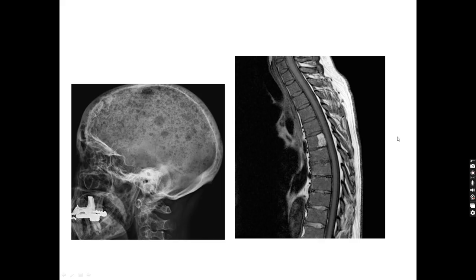on the radiograph. This is a skull radiograph showing innumerable well-defined punched out lytic lesions. This is the sagittal T1 image of the spine showing altered marrow signal intensity, hypointensity. This is the normal marrow signal intensity here.